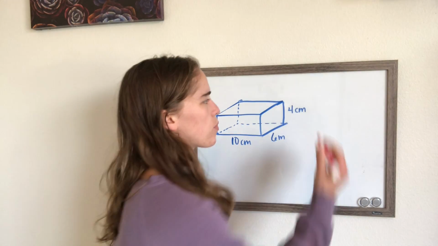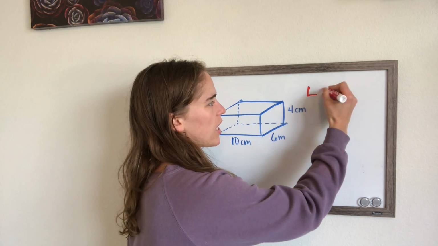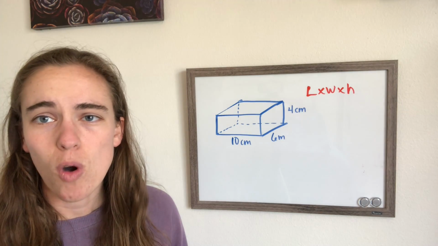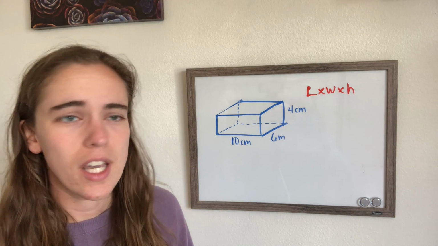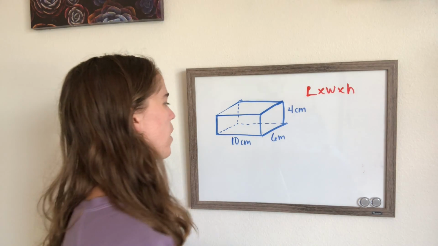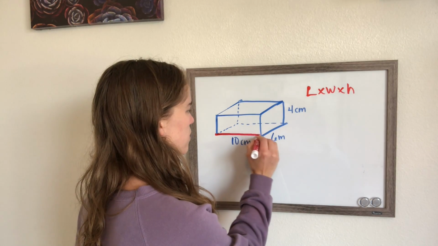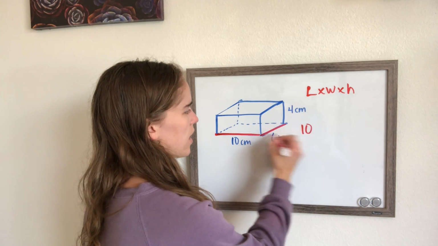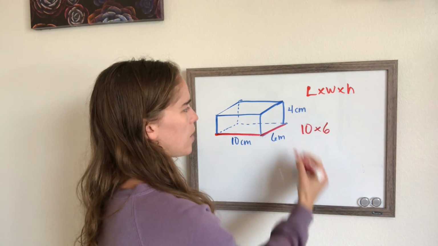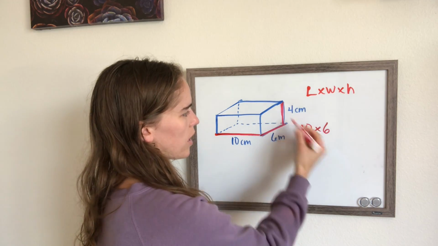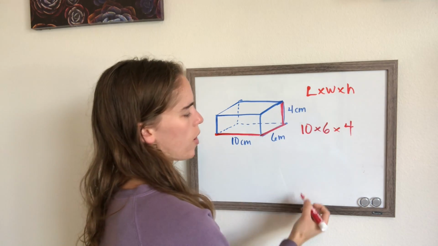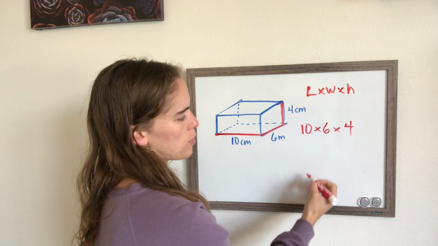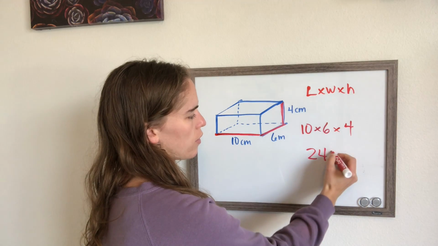Reminder, for a rectangular prism, to find the volume, we use length times width times height. So really on this one, we're just going to be multiplying all 3 of those measurements together. So my length is right here, that's 10. My width is right here, that's 6. And my height is right here, that's 4. So I'm going to multiply them all together. 10 times 6 is 60, times 4 makes 240.